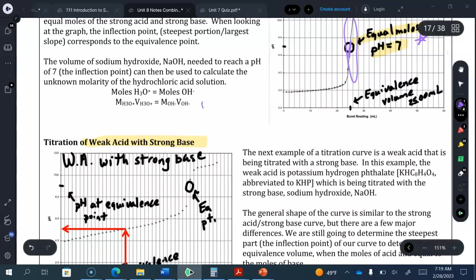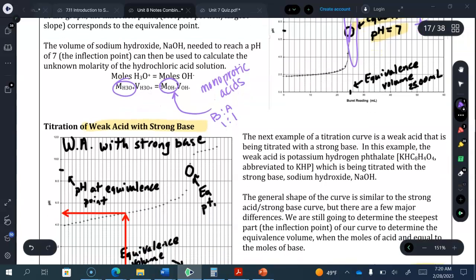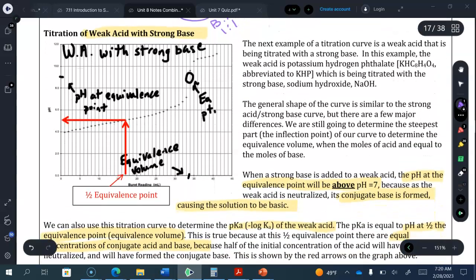This works for monoprotic acids, or where the base to acid ratio is a 1-to-1 ratio, because it's only showing that here. You could also adjust it if you are able to determine the concentration of the hydroxide ion itself. But this is specifically for monoprotic acids. We'll see polyprotic later. The titration of a weak acid with a strong base gives the curve seen to the left.